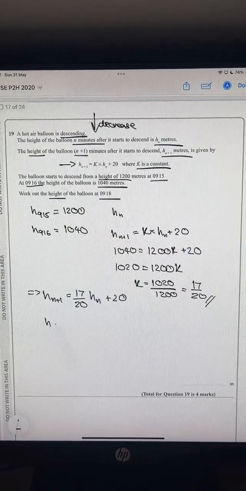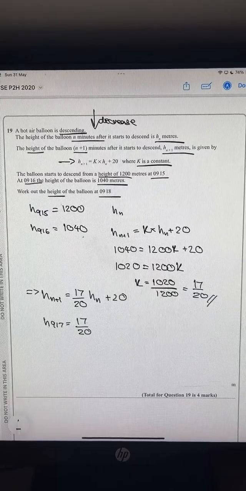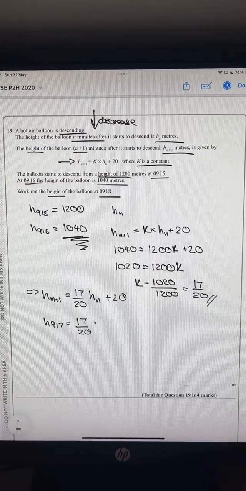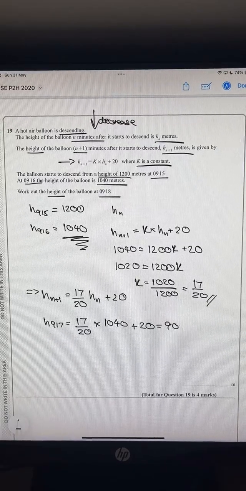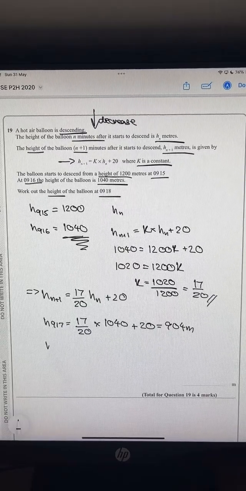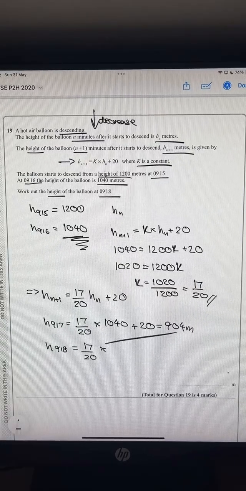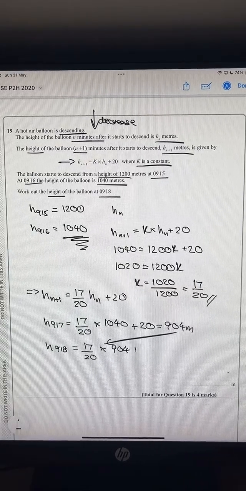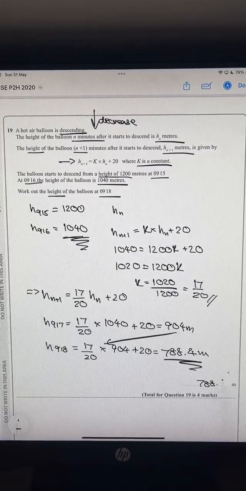So h of 9:17 is going to be equal to 17/20 times the previous value. What is my previous value? This over here. So times 1040 plus 20. That's going to be equal to 904 meters. I'll explain it one more time after I've done the question, Alina. And then h of 9:18 is going to be equal to the same thing again, but use my new value. So 17/20 times 904 plus 20, that's going to be equal to 788.4 meters exactly. And that is my answer.